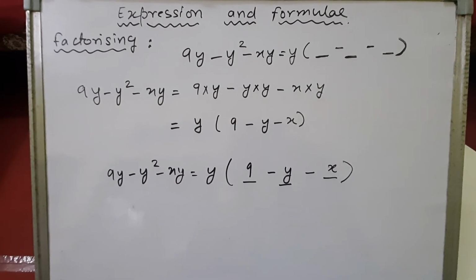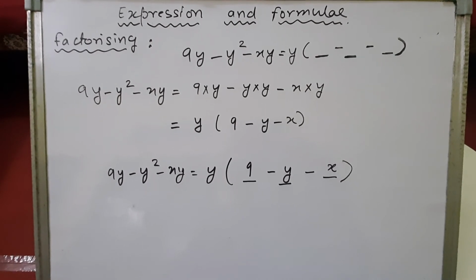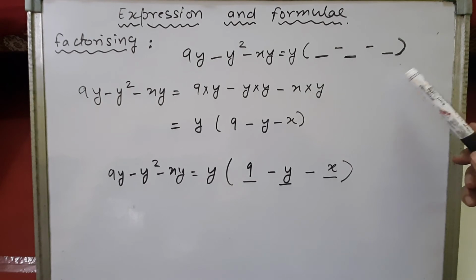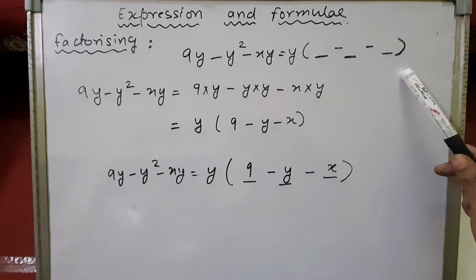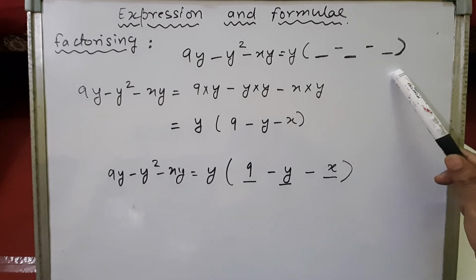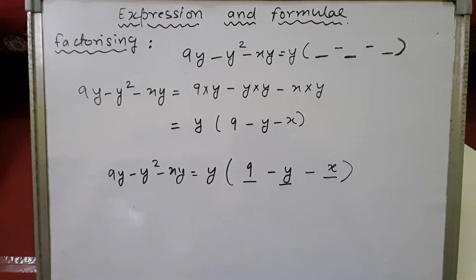Now let's see another sum. Here it is given to factorize or find the values of the blanks, that is, which term will be filled inside each blank, such that 9y minus y square minus xy is equal to y bracket first blank minus second blank minus third blank.